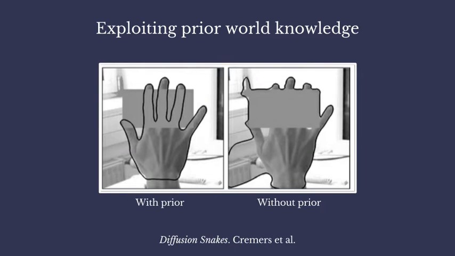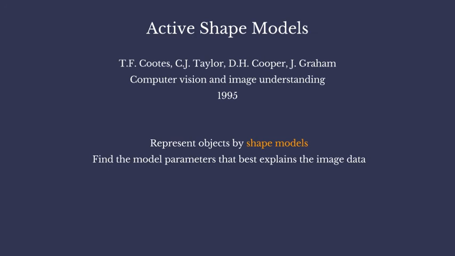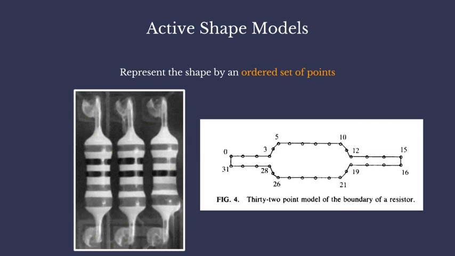Object segmentation can be improved by making use of knowledge we already have about the shapes of the objects we are looking for. This is done by the authors of a popular paper published in 1995. They solved the segmentation problem by representing objects using shape models that are learned from example data. The model used in the paper is a set of ordered points along the object boundary.